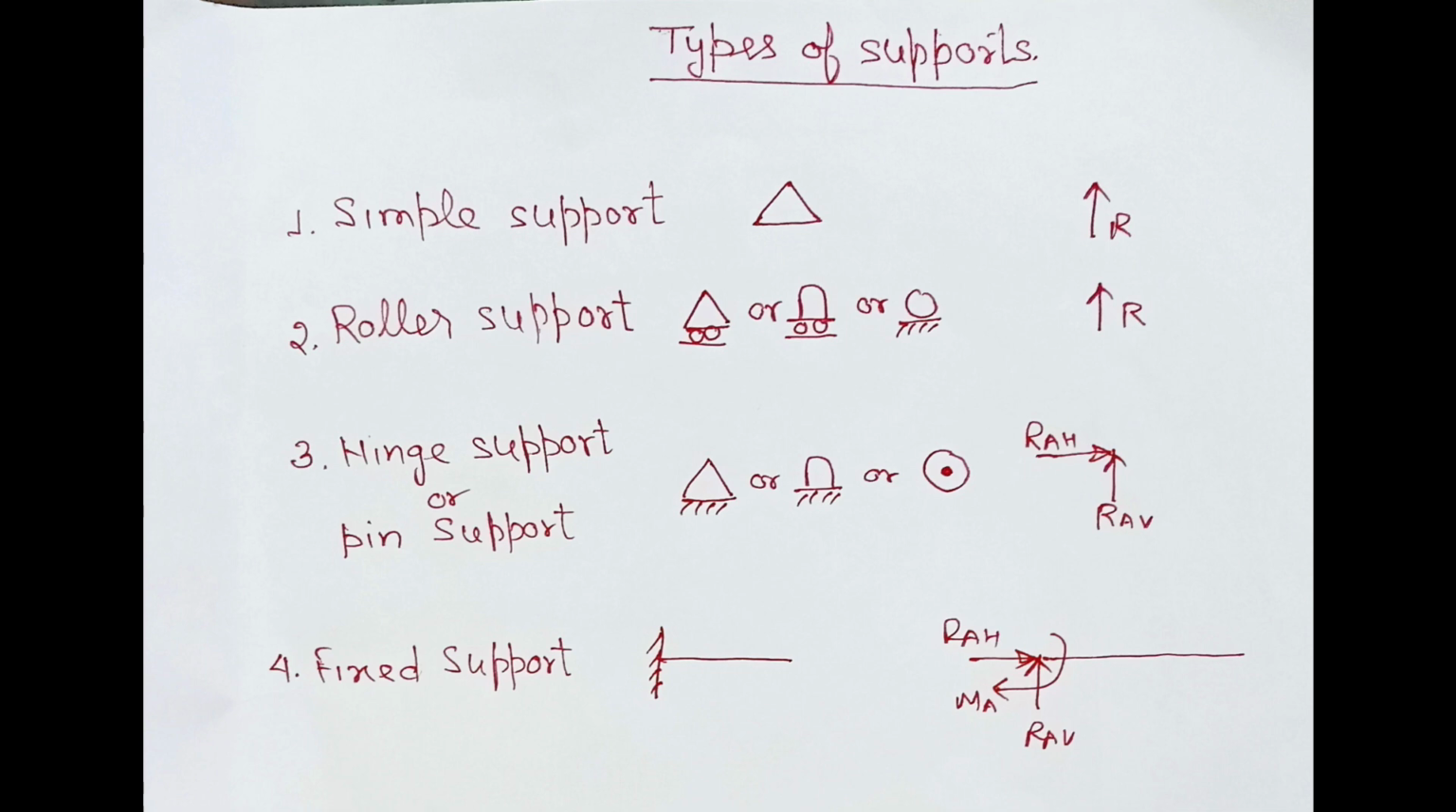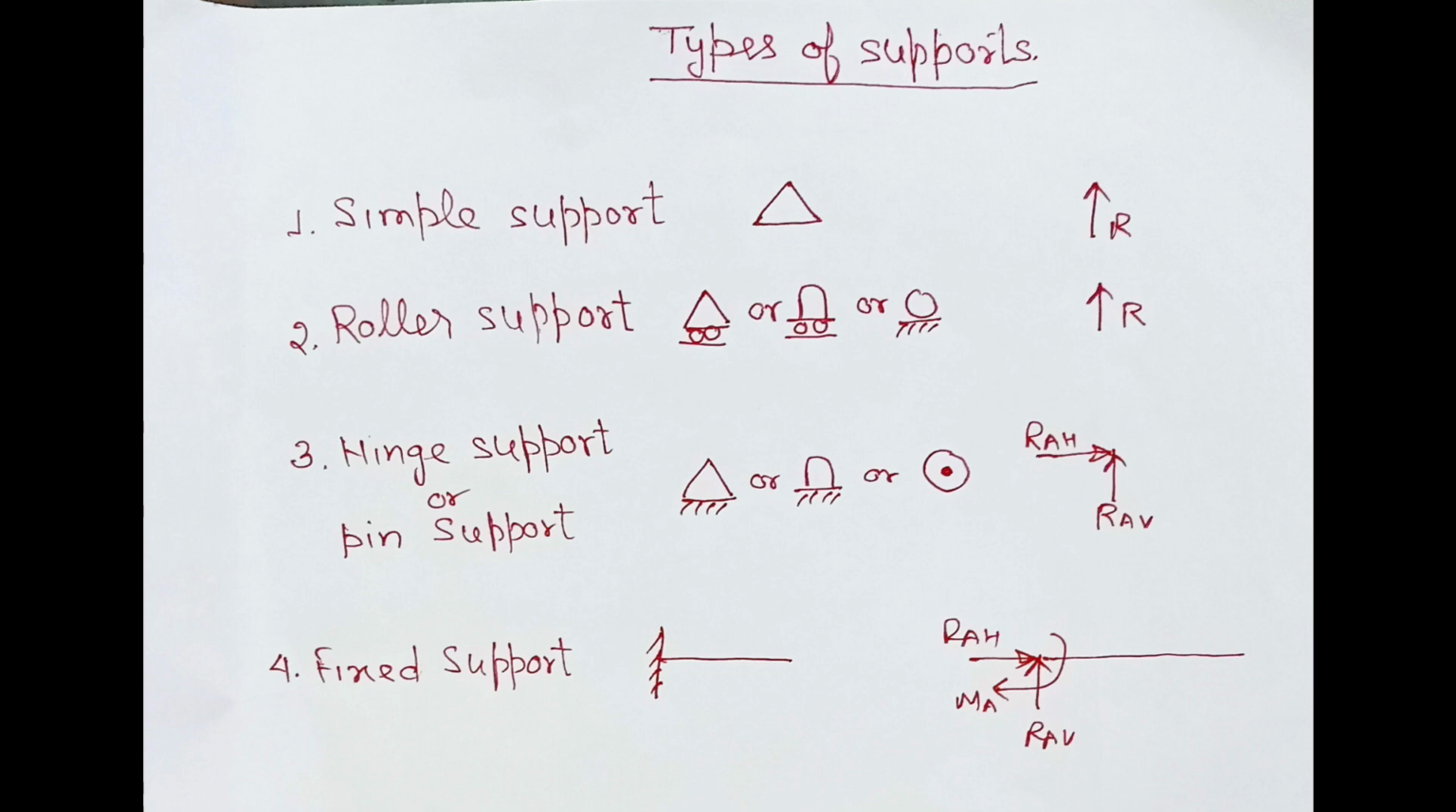Hinge support is represented by a hatching line below the triangle or a simple pin. That's why it is also known as pin joint, a circle with a pin. It is also known as hinge joint or pin joint, or hinge support or pin support. So whenever we have hinge support, we take one vertical reaction and one horizontal reaction while drawing the free body diagram of this support.